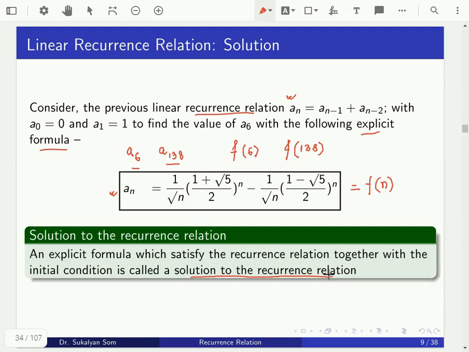In the forthcoming lectures, we will be seeing how we can find the solution to a given recurrence relation which is linear in nature, and we will be discussing some related problems.